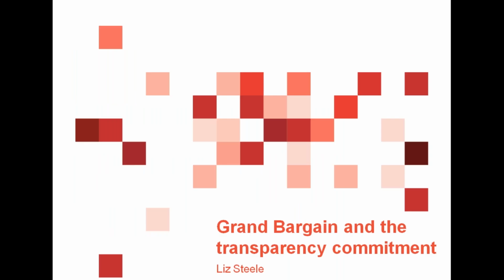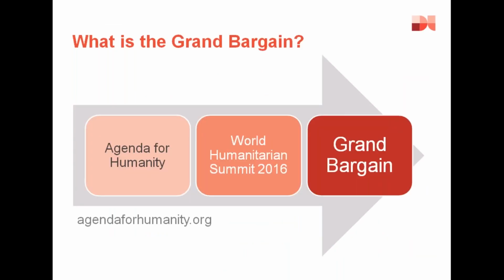So let's get started. What is the Grand Bargain? Well, in 2016, the then UN Secretary General Ban Ki-moon called on global leaders and humanitarian actors to take action on 5 core responsibilities as part of his Agenda for Humanity. At the World Humanitarian Summit in May 2016, the humanitarian community came together to pledge initiatives, partnerships, and alliances to help implement these core commitments.